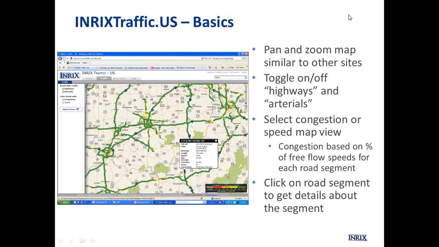It also allows you to click on a segment. This is really what differentiates this from other free maps that you see on the internet: you can actually click on any segment and get the current speed reading as well as the typical speed and the free flow speed for that individual segment of roadway.